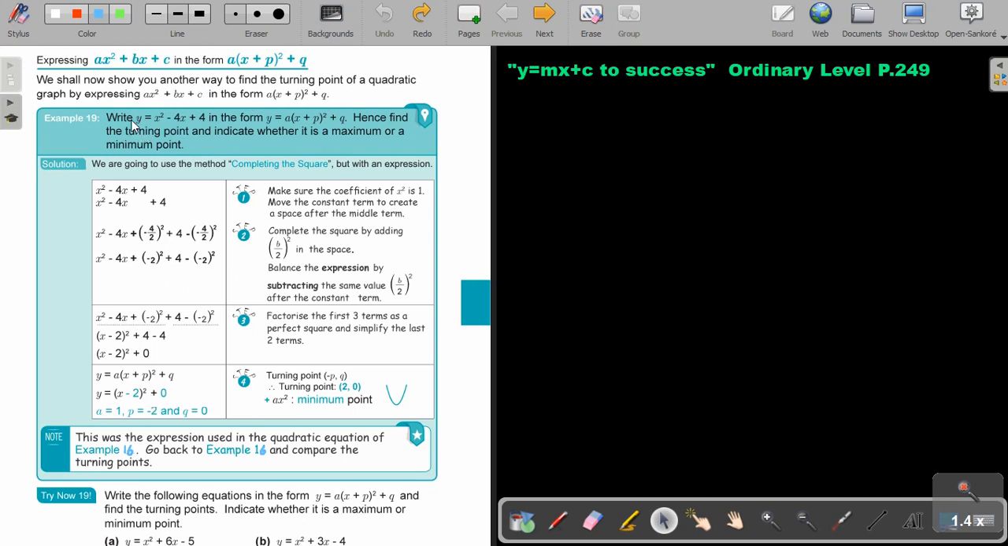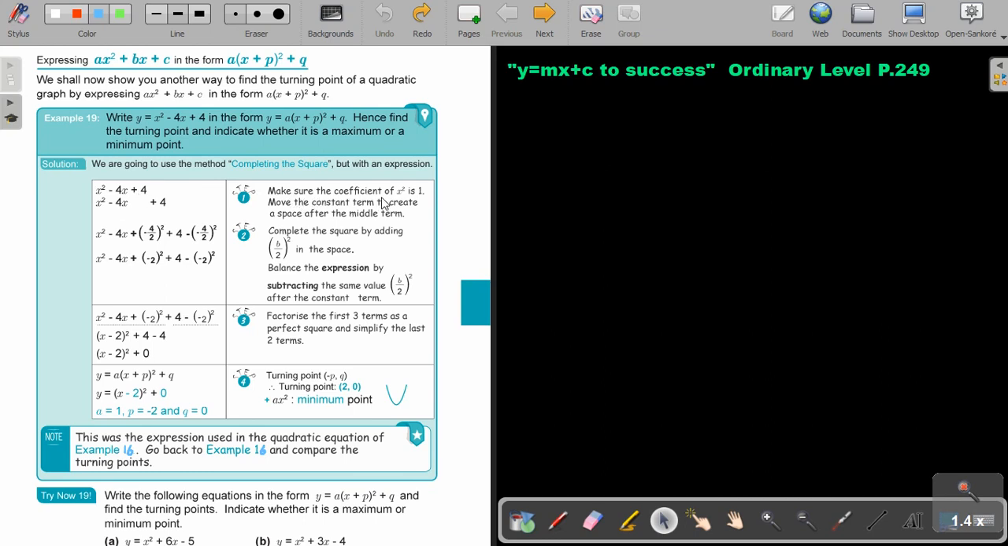Now, let's look at an example. Write this in the form given. Hence, find the turning point and indicate whether it's a maximum or a minimum point. Now, don't take the whole equation. Just take the right-hand side, that expression. Okay, now how do you do it?